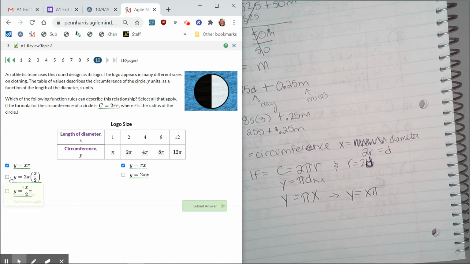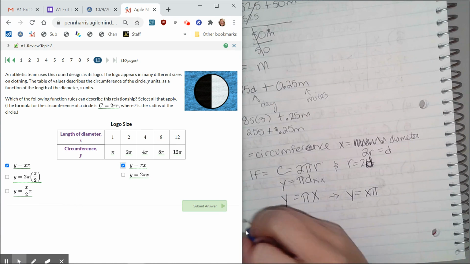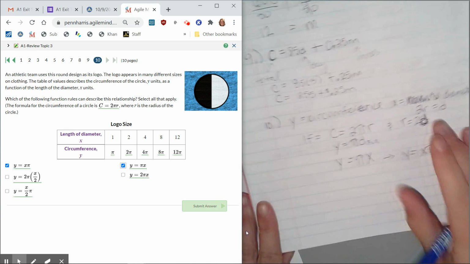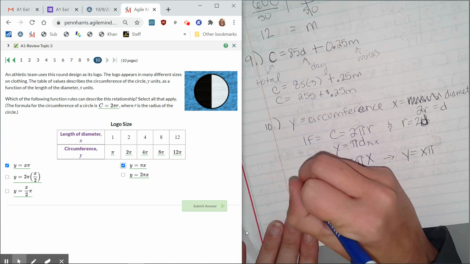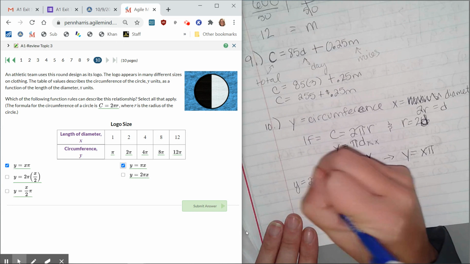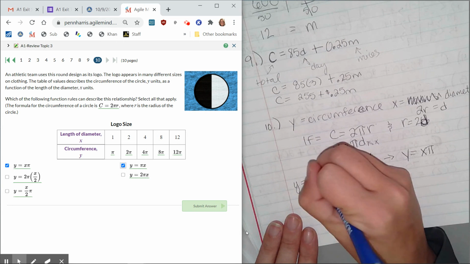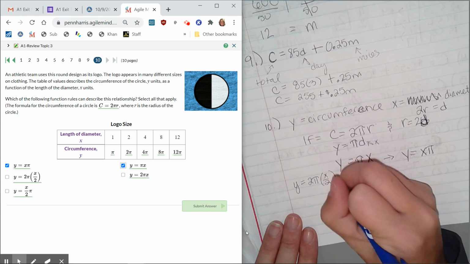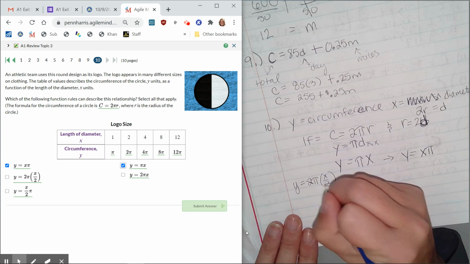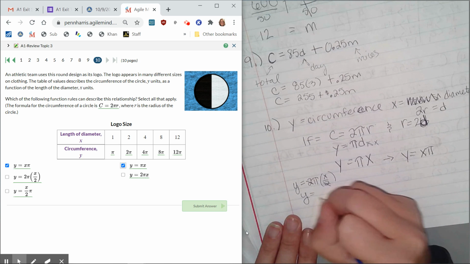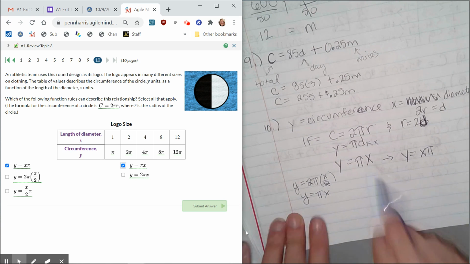Now let's look at this line. This one gets a little bit tricky. And I'm going to go ahead and write this option out for you guys to see. Y equals 2 pi, and then they've got x over 2. Well, all that happens here, guys, is my 2's cancel, and it leaves me with y equals pi x, which is the same thing we have here.